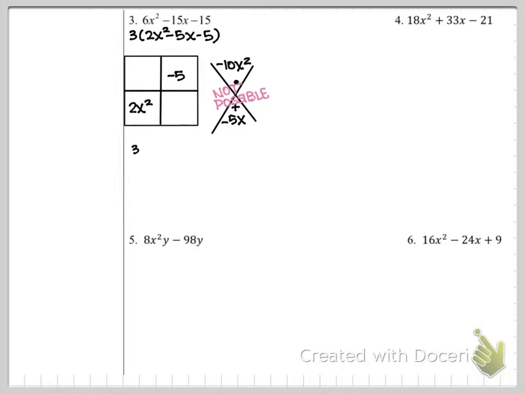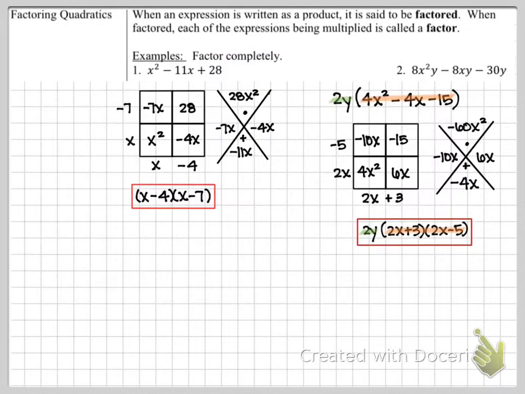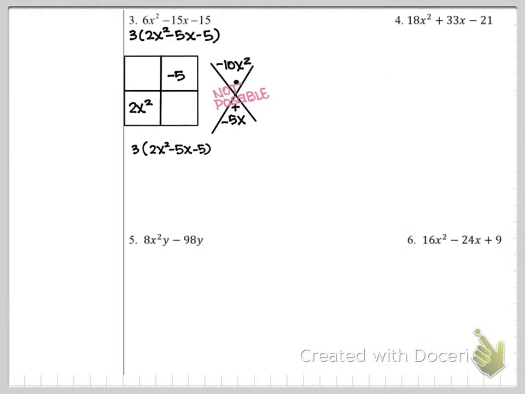So final answer here is going to be, well, exactly what you got when you took the GCF out. So it's going to be 3 on the outside, 2x squared minus 5x minus 5. Sometimes the only thing you can do is to just take out the GCF. All right, so pause, see if you can do 4, then come back and check.